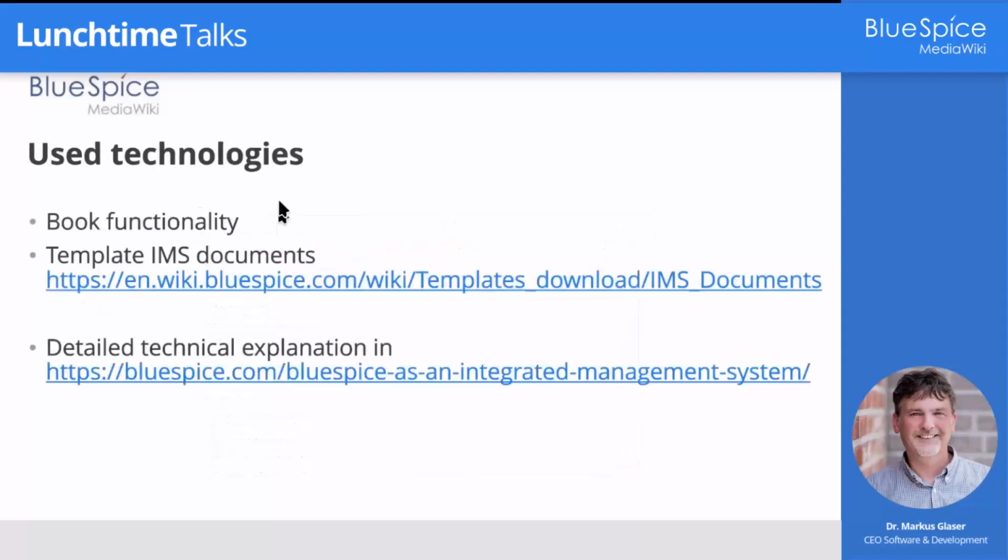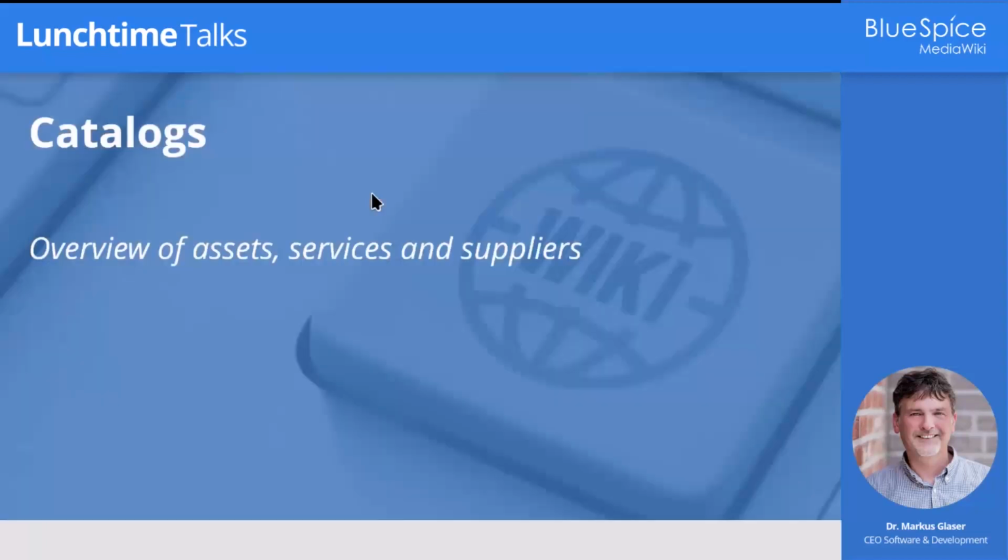Okay, so what technologies did we use in the wiki? We used the book functionality. We used templates, template IMS documents, which you can also get from Hallo Welt and import into your wiki. If you are interested in how to do an integrated management system in the wiki, there's also a talk held by a dear colleague of mine, Margit Rodriguez, and you can watch that. She gives more technical explanation on how to do it.